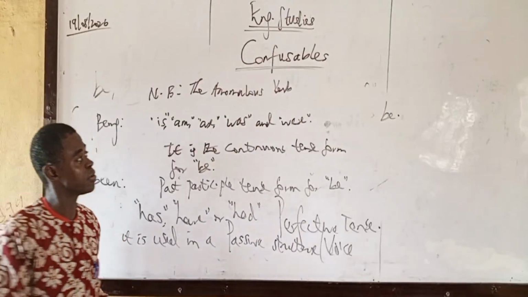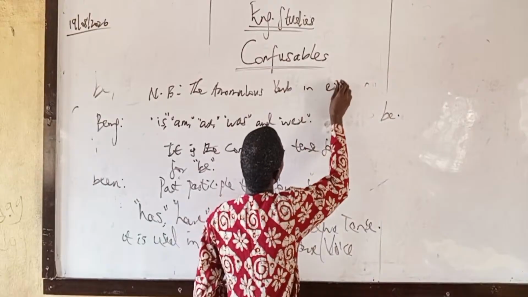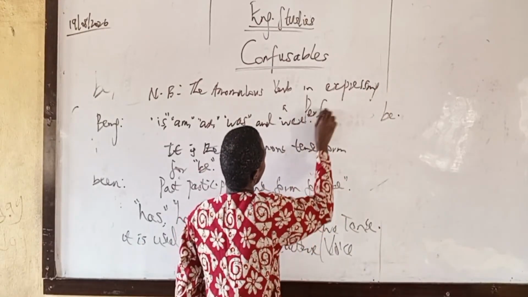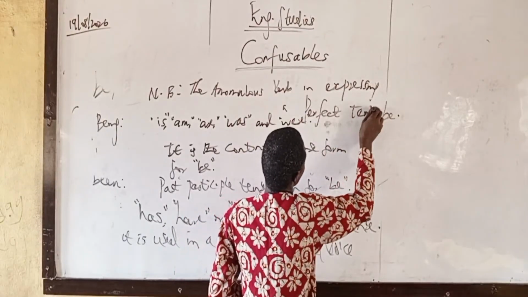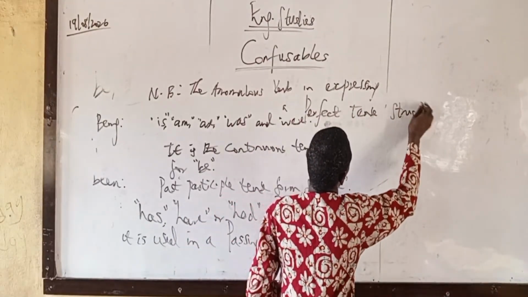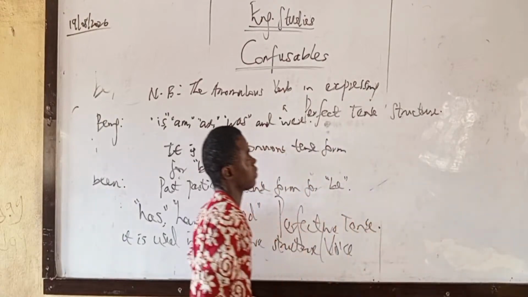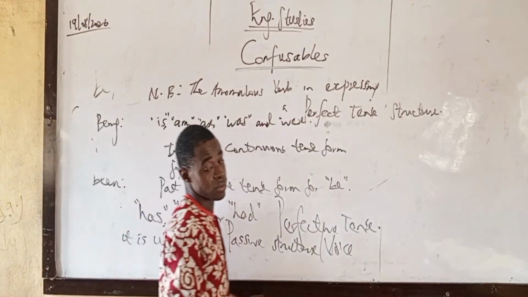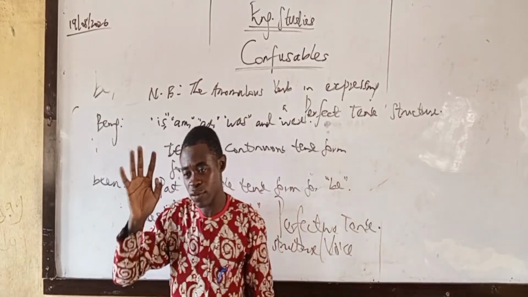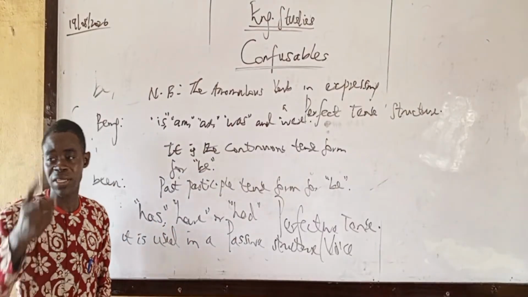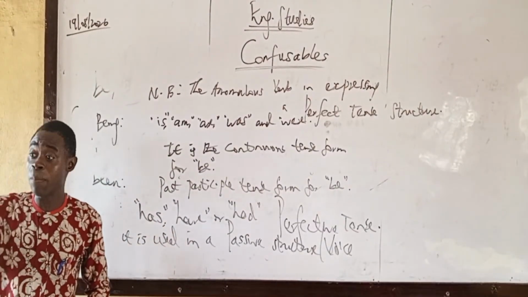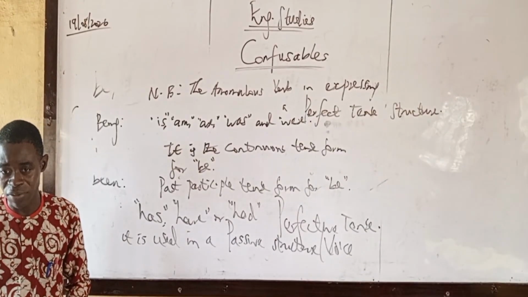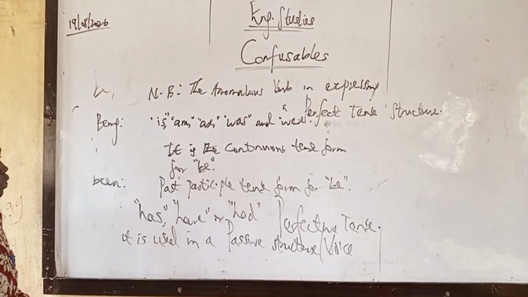in expressing a perfect tense structure. So you have has, have, and had. If you must form a perfect tense sentence, these three must appear. Take note of that. A perfect tense structure.